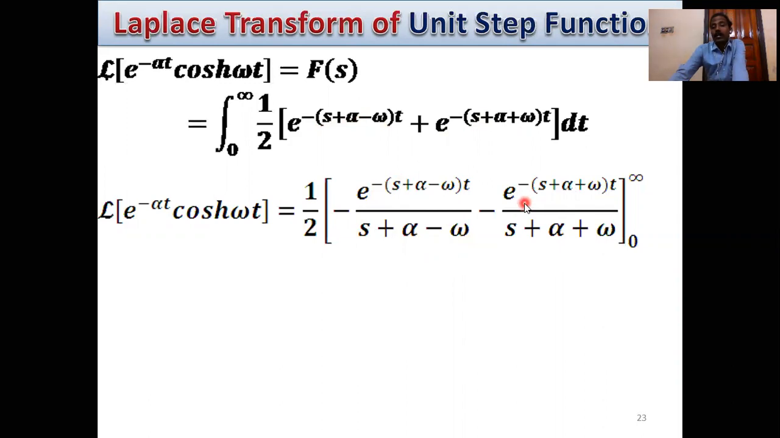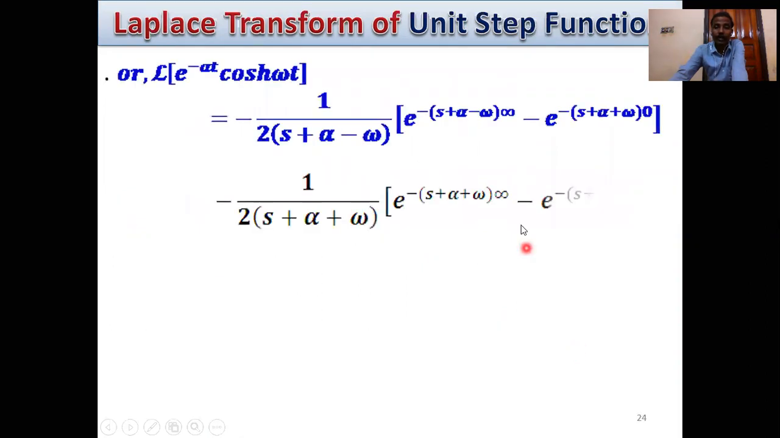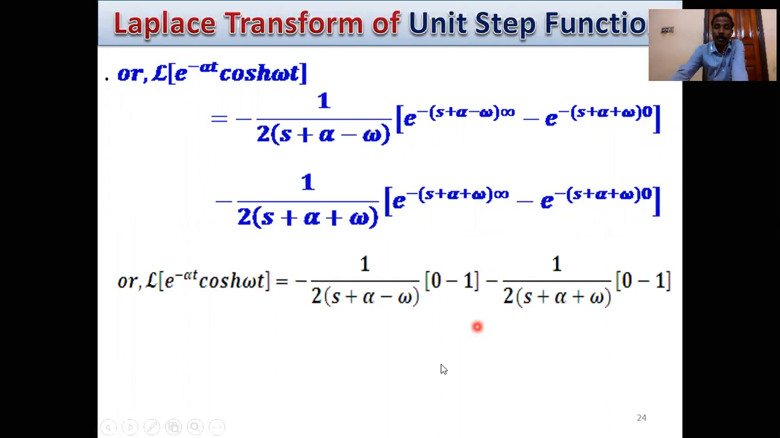So minus s plus alpha plus omega whole into t. Put here t equals infinity and t equals zero. We get, this is the infinity value, first value, second value zero. Second term also, first value infinity, second term zero. This value is zero, this is one, this is also zero, this is also one. So zero minus one and zero minus one.